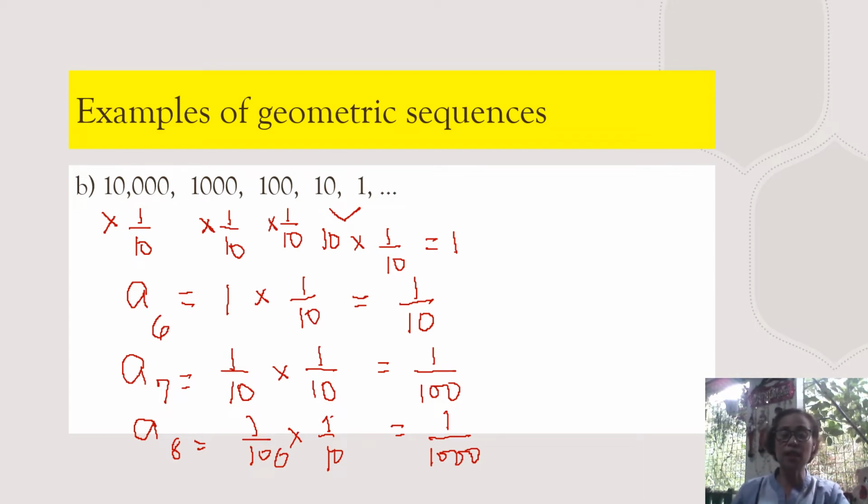So this is again an example of a geometric sequence. But this time, our common ratio, the fixed number that we multiply with the prior term, is a fraction.